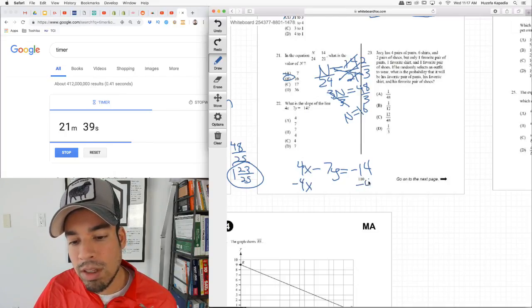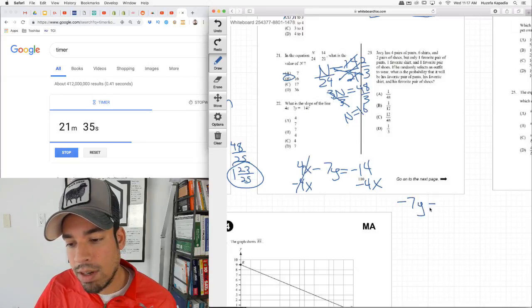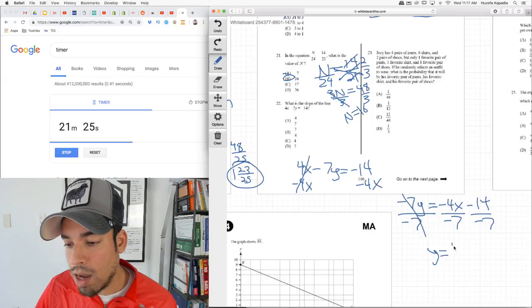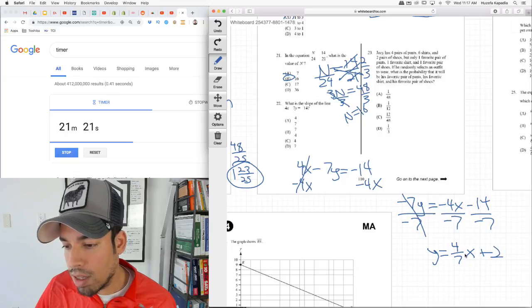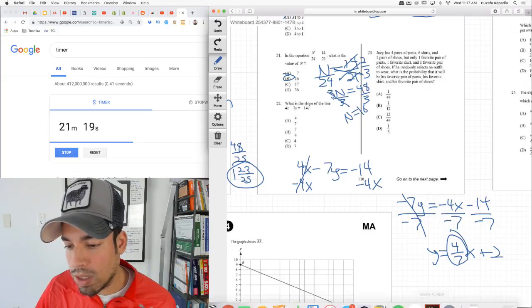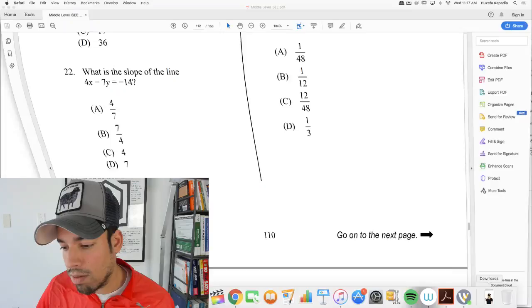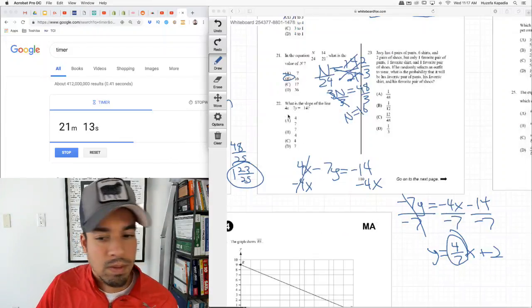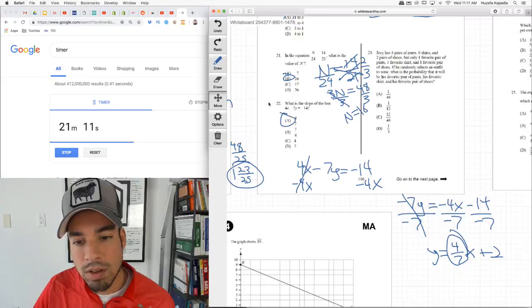I'm going to move this entire term over like so, and now I have negative 7y equals negative 4x minus 14. Then I'm going to divide both sides by negative 7. We have to completely isolate y. Now I have y equals negative divided by negative is positive 4/7 x, plus 2. There's my slope. It's positive 4/7, which is option A. There we go.